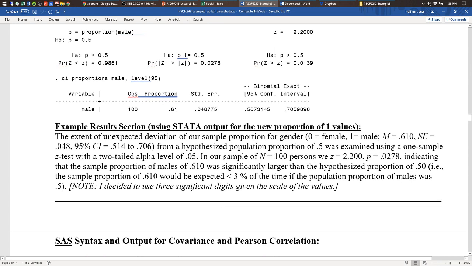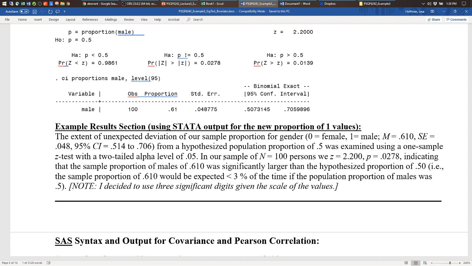And in this case, a note about writing this up. I'm giving the coding of the variable so that people know what 0 and 1 means. The mean of 0.6 only has meaning if you know who's the 0 and who's the 1. So it's imperative to give that to them explicitly. I don't have a standard deviation to report, but I do have a standard error. You could report the standard deviation, but it's not typically done.